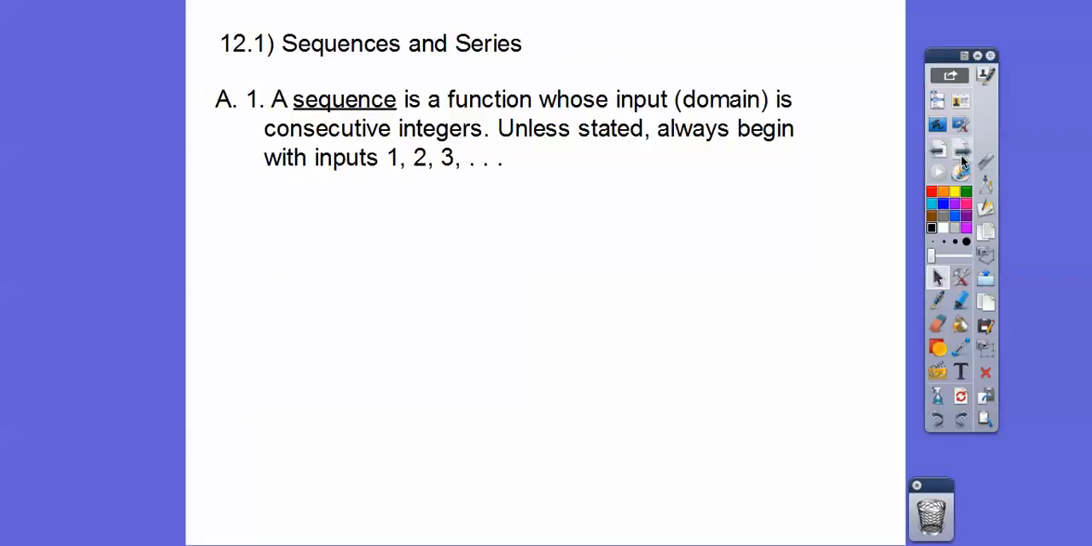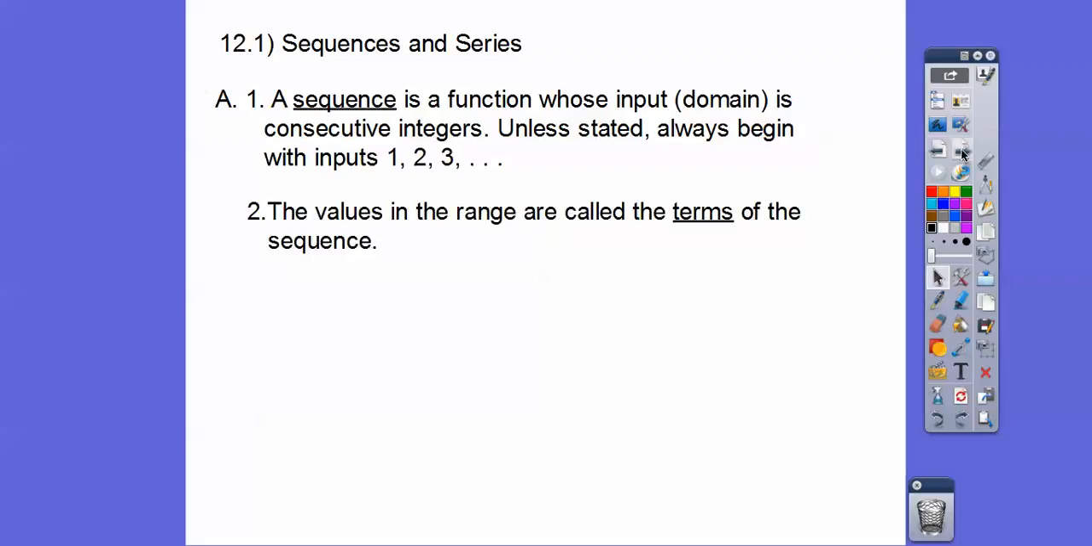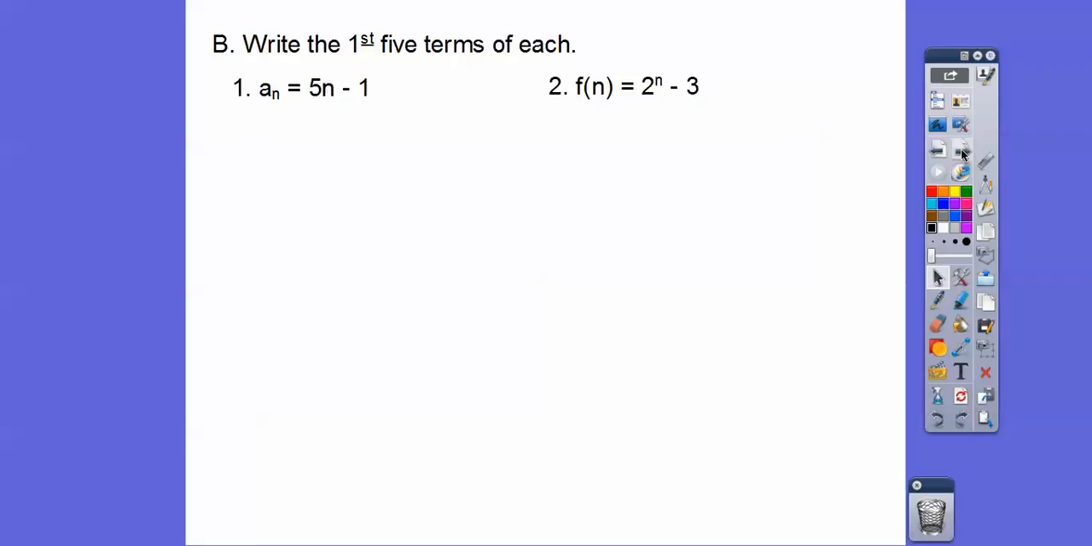Okay, so here's sequences and series. A sequence is a function where the input is your domain, and they're consecutive integers, and usually they start at 1. Sometimes they don't, but unless otherwise stated, they start at 1, and so your input is 1, 2, 3, 4, 5, 6, until they ask you to stop, or sometimes it tells you to go to infinity, okay? And then the values in the range, your output numbers, are called your terms of the sequence. And you're thinking, what? Well, this is what this means, you guys.